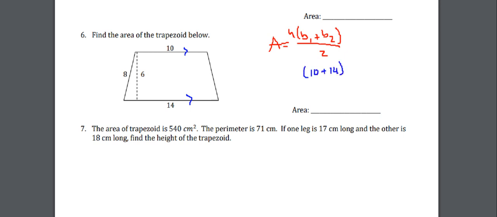The height is always that line that would make a 90-degree angle. That would be this 6. So times 6 divided by 2. So we're going to have 24 times 6 divided by 2. And this is going to give us 72. And again, if I don't see anything, units squared.